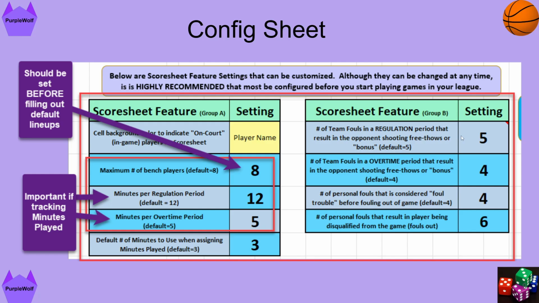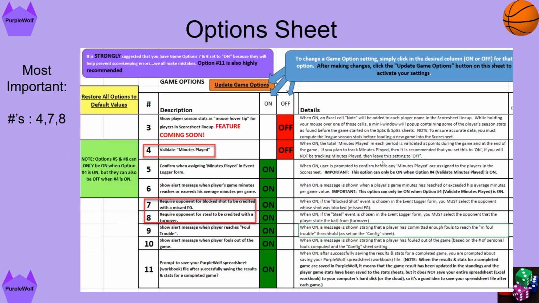Over here are some, I'll say maybe less critical, but still things you want to get set right, and they all have to do with fouls, both in determining the bonus for regulation and overtime, as well as personal fouls for foul trouble and players fouling out. So that's something you should take a look at on the config sheet.